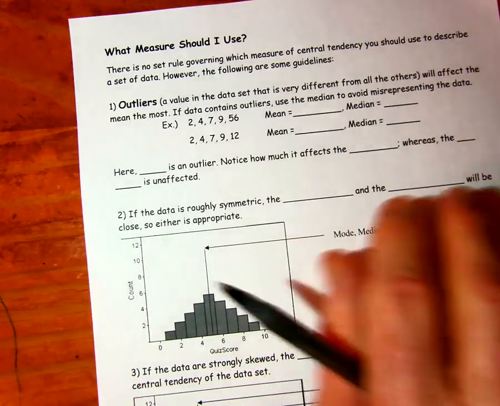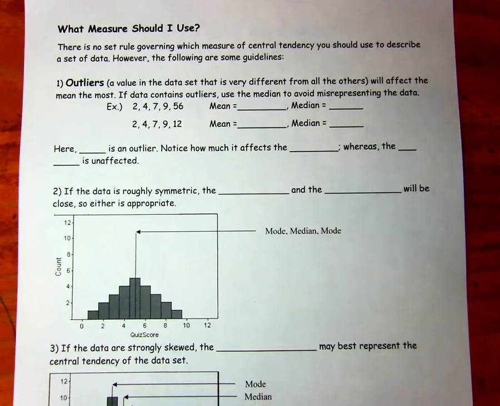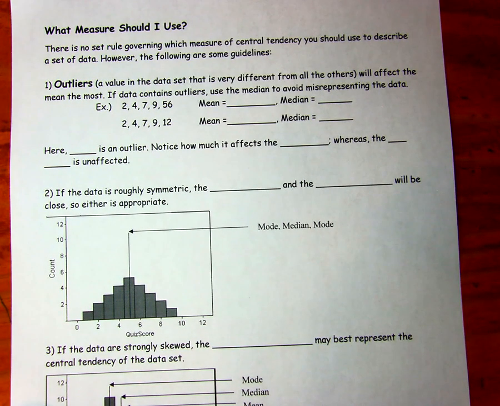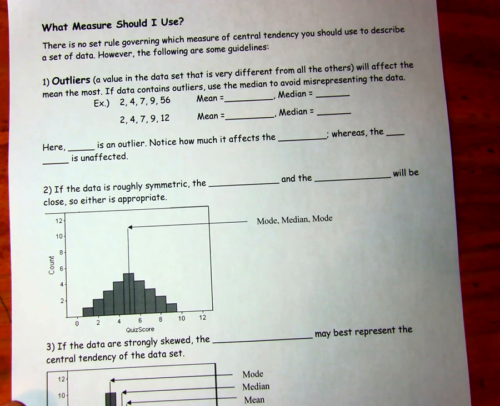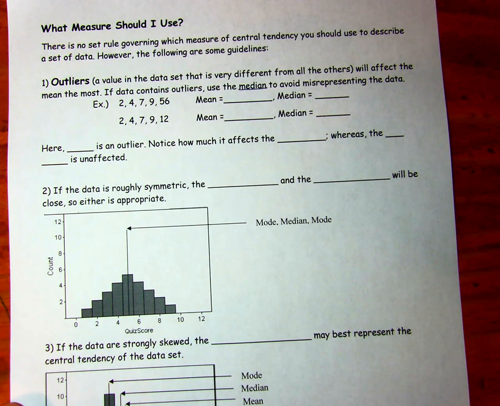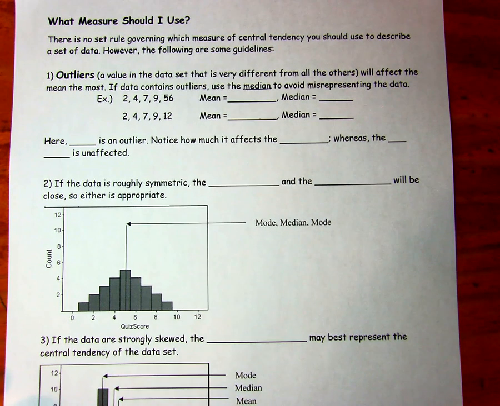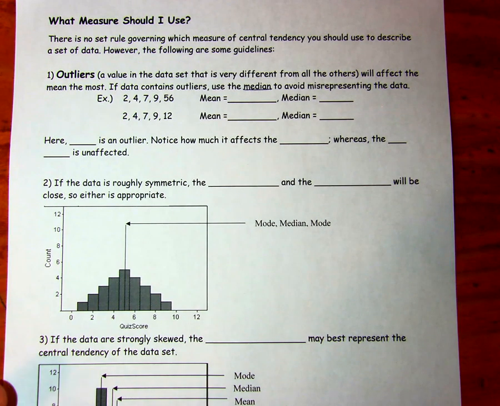All right. Next page. Which measure should I use? There's no set rule governing which measure of central tendency you should use to describe a set of data. However, the following are some guidelines. Let's look at if there's outliers. An outlier, a value in a data set that is very different from all the others, will affect the mean the most. If data contains outliers, use the median. If you see that there's one big outlier or a bunch of outliers, it's better to quote the median as opposed to the mean. It gives a more accurate representation.